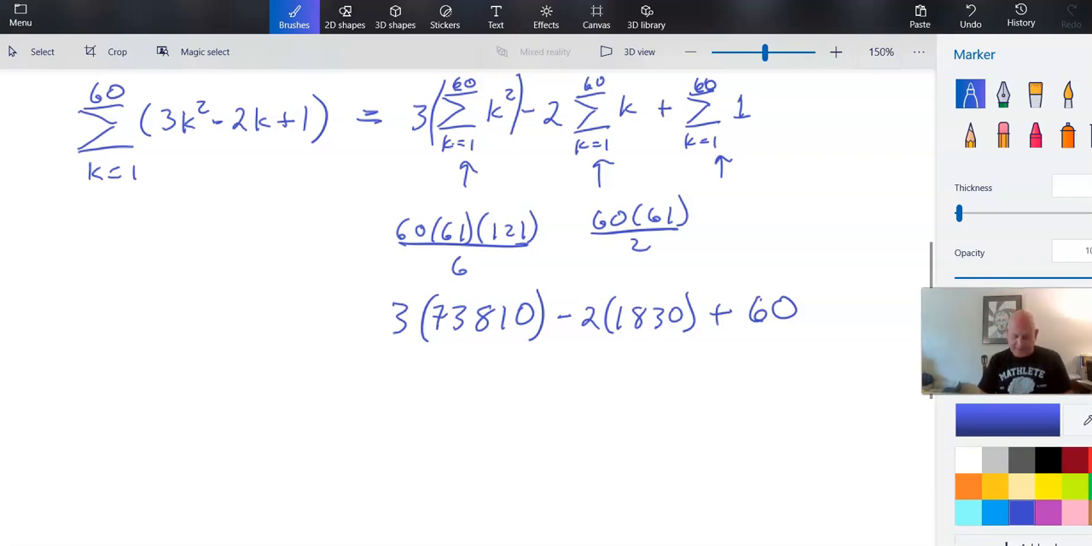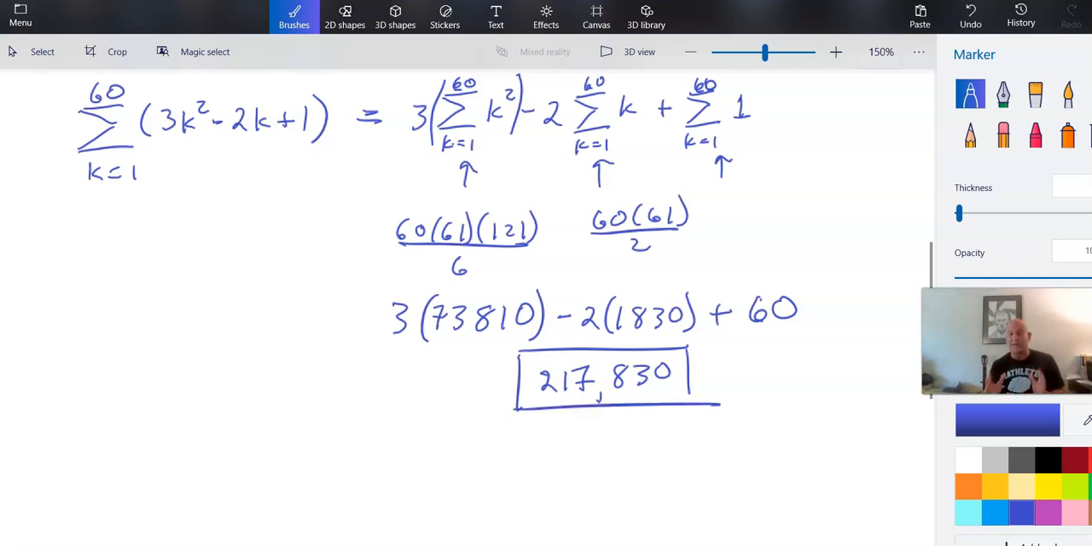So I got 3 times 73,810 minus 2 times 1830. It just dawned on me I probably should have used the digital calculator for this, but I'm pretty sure you guys can plug in multiplication and addition and subtraction. So what we end up with is 217,830. Right, just taking it one piece at a time.